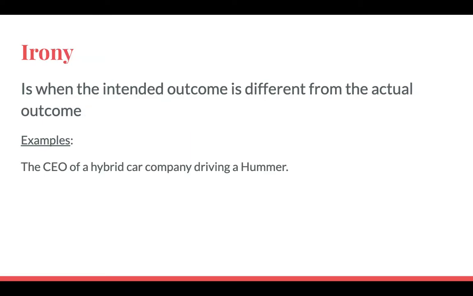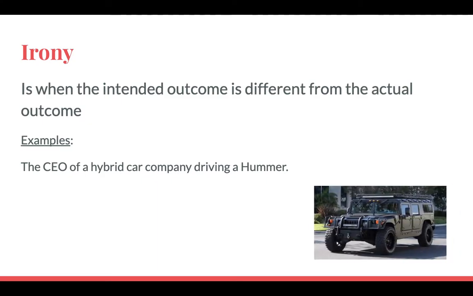The next term is irony. Irony is when the intended outcome of a situation is different from the actual outcome of a situation. If there is a CEO of a hybrid car company and they drive a Hummer, that's ironic. You wouldn't think that someone who makes cars or runs a company with environmentally friendly cars would be driving a car that is probably one of the worst environmental cars you could drive.